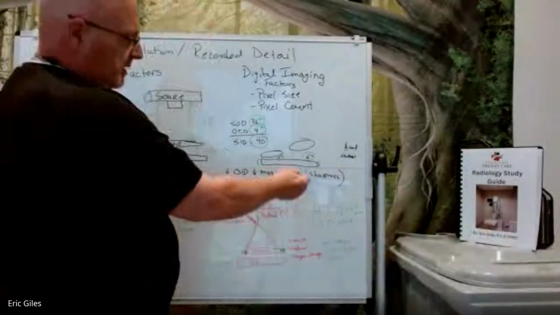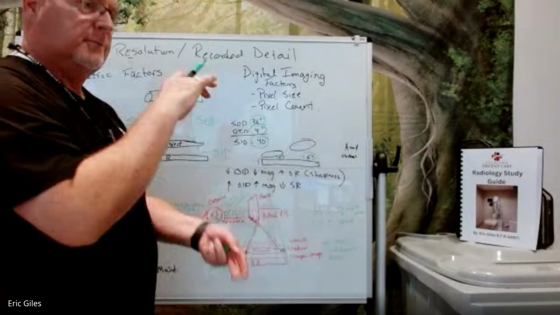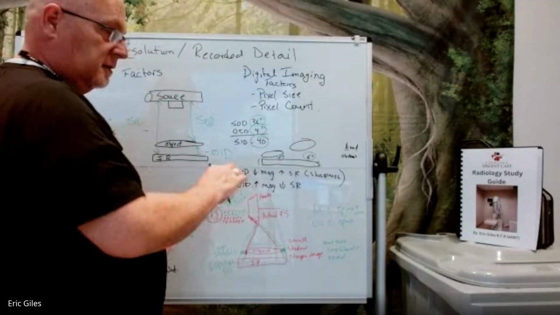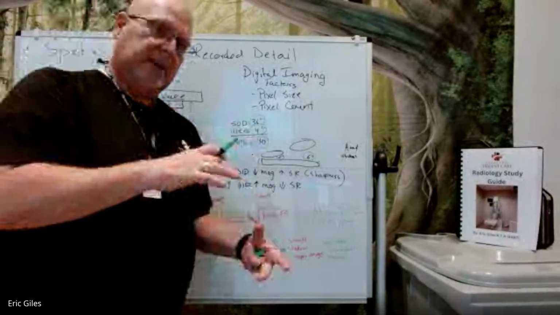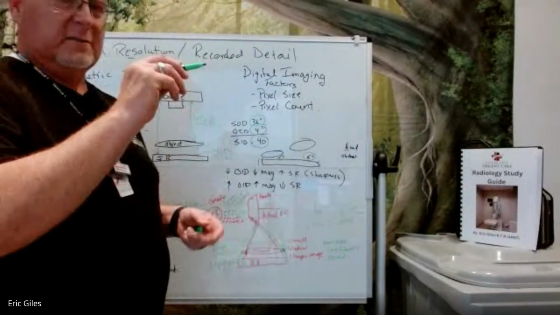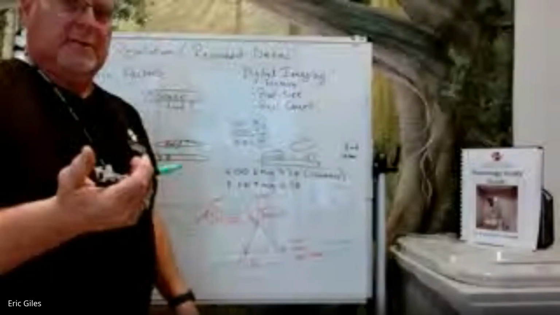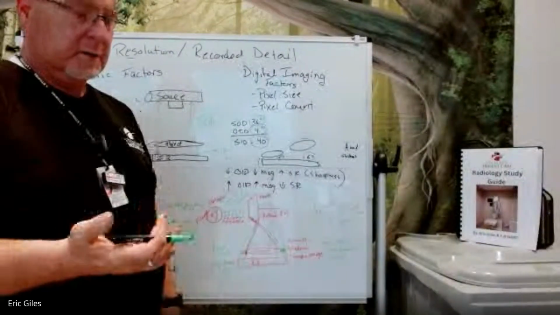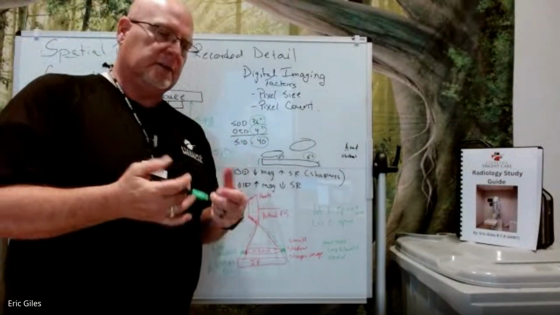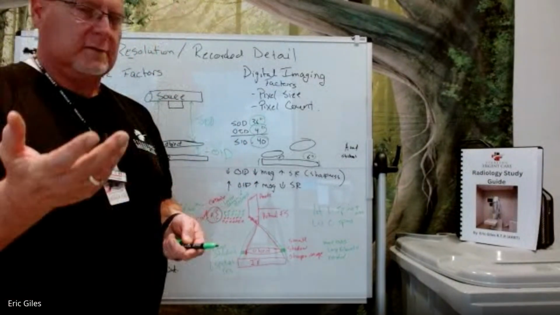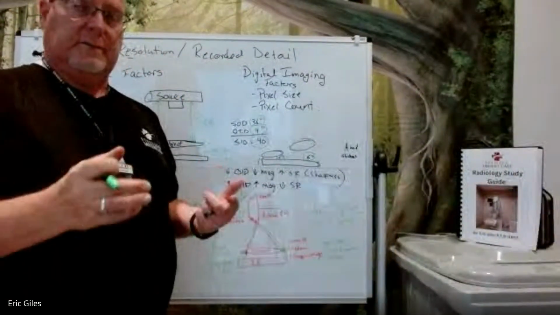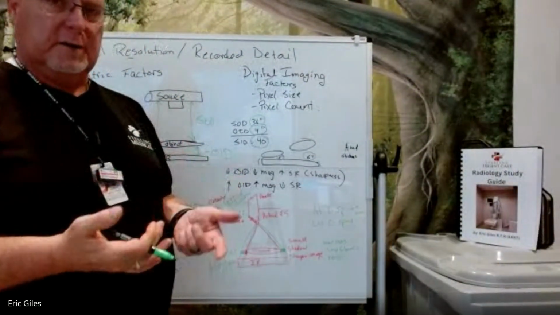Okay, so over here we got 6 inches. That's a big OID. So if we have a large OID, that's going to give us more magnification. It's going to make the body part bigger. But it's also going to decrease your spatial resolution or sharpness of an image. So whenever we're doing an image, we need to try and get that body part as close to the image receptor as we can, not only to deter any magnification, but to give us a sharper image.